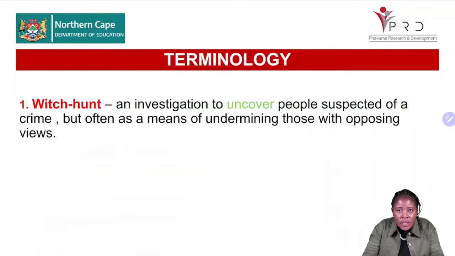So that practice is known as a witch hunt, whereby you investigate someone in order to uncover the crimes that they committed. And in this case, the person that is being investigated is the one with opposing views. And the purpose of this investigation will be either to undermine or expose them. So that is known as a witch hunt.